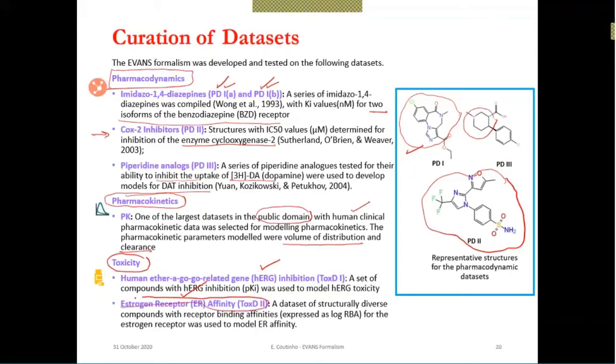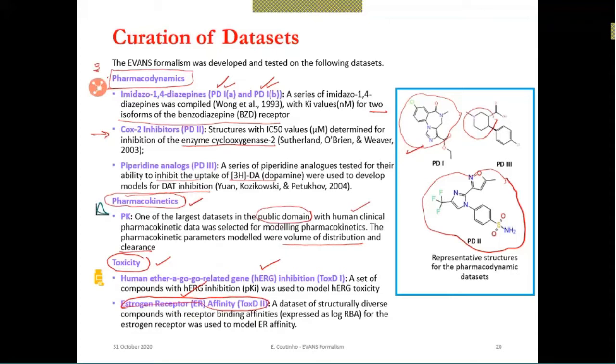So we have two data sets for toxicity, one large human pharmacokinetic data set, and we have three pharmacodynamic data sets.